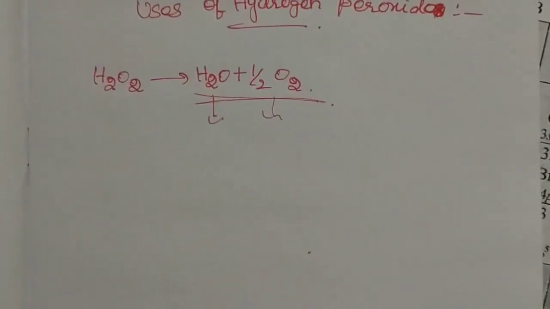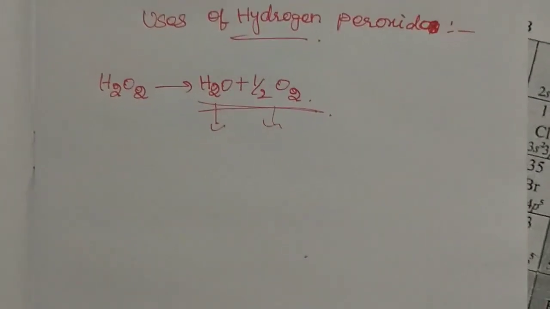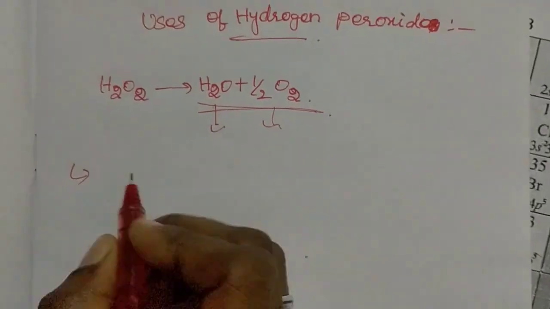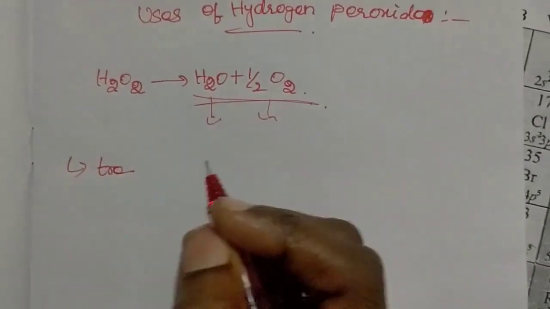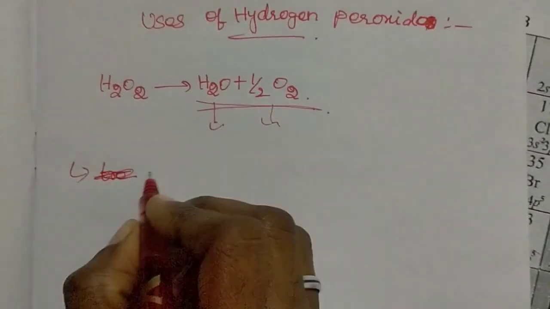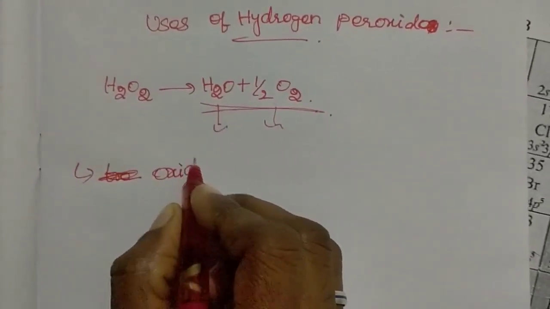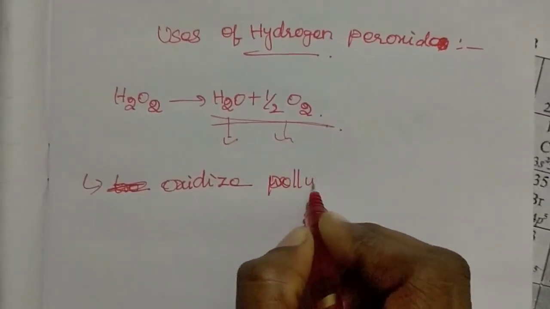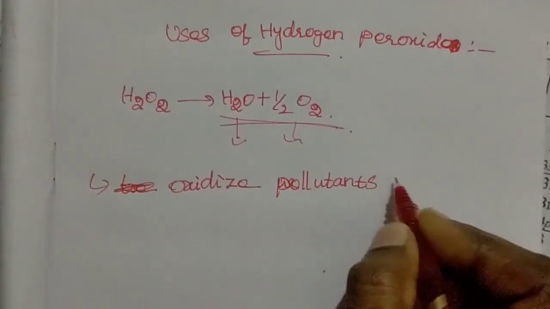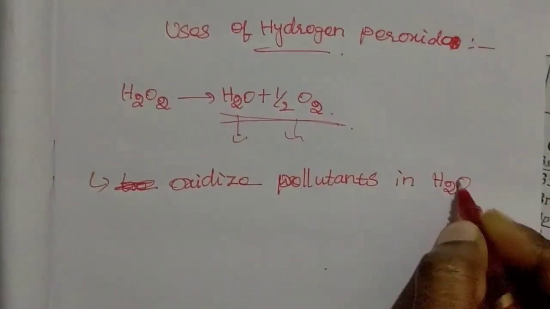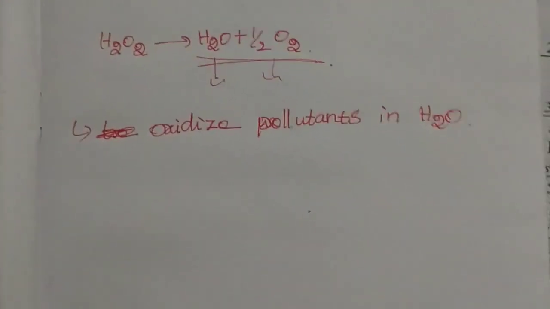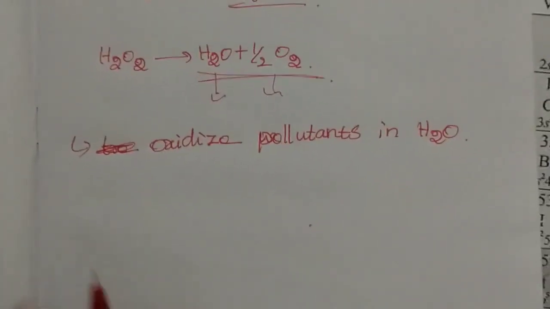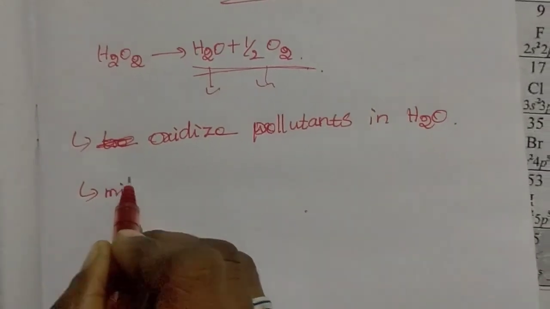Hydrogen peroxide is used here to treat the water, or oxidizing the water. So you can write here: oxidize pollutant in water. Hydrogen peroxide is used here to oxidize the pollutant which is present in the water, and it is also used as a mild antiseptic.